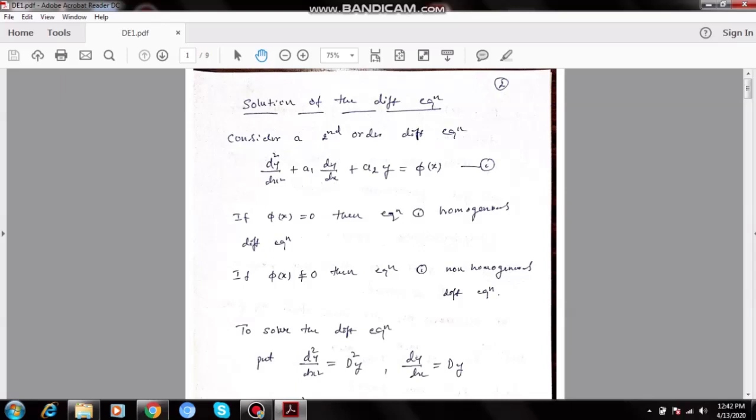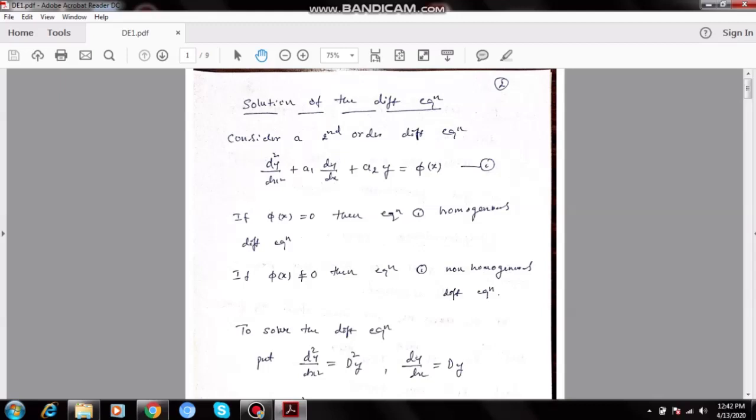So in this video I will explain how to find the complementary function of a differential equation. For that I will explain using a second order differential equation. Consider a second order differential equation: d square y by dx square plus a1 into dy by dx plus a2y is equals to phi of x.